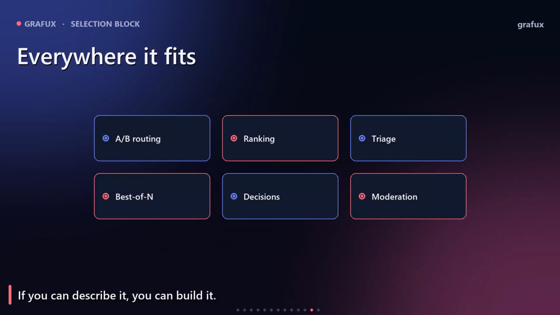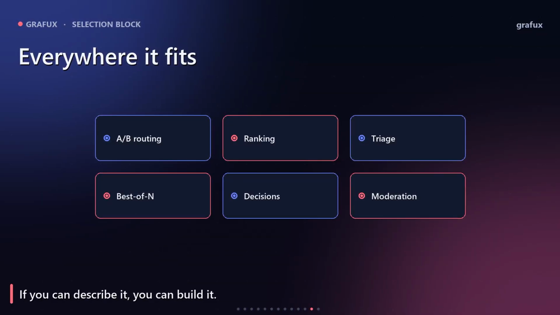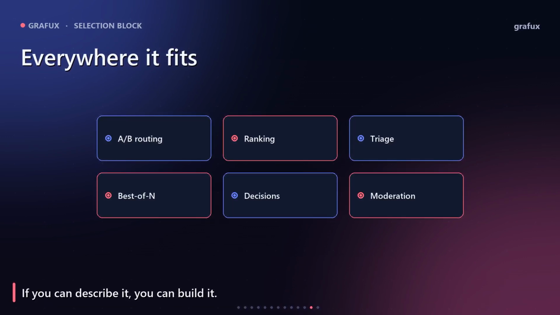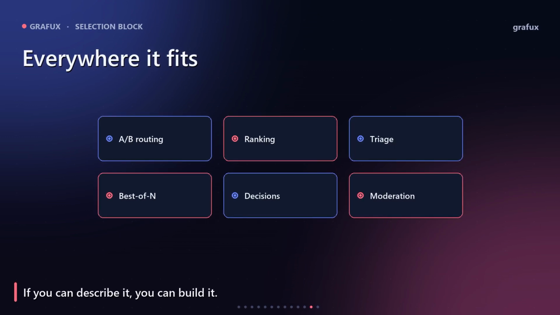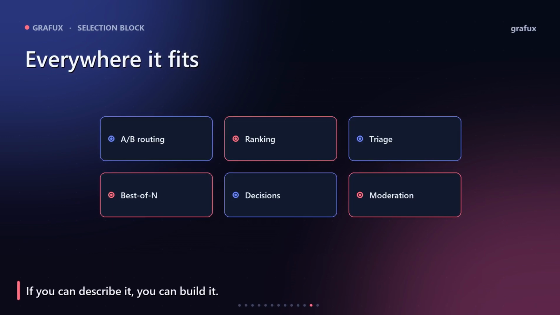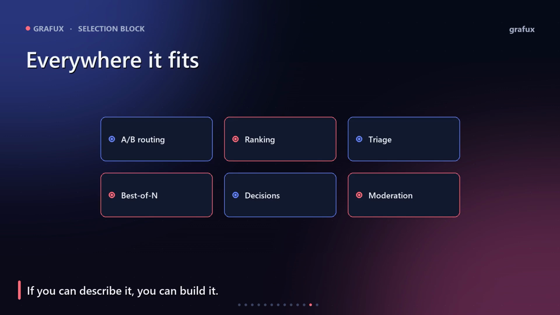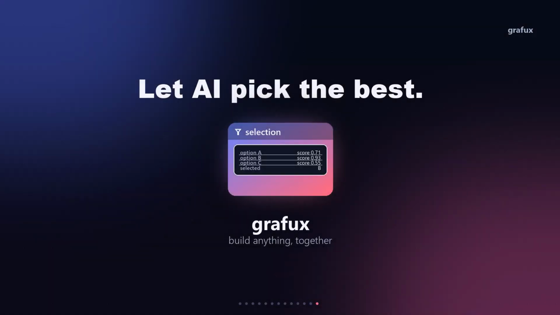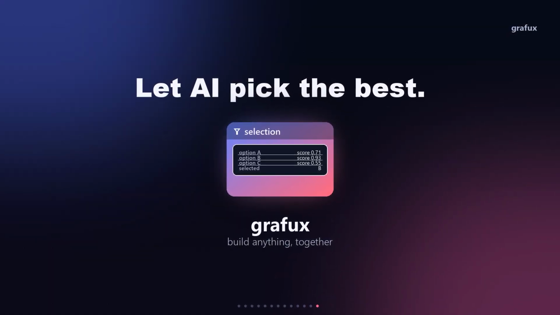And think of everywhere it fits. AI routing, ranking, triage, best of N, decisions, or moderation. And honestly, the list just keeps going. If you can describe it, the selection block can help you build it, and the moment you need something new, another block is only a click away. So go ahead, drop a selection block onto your canvas, and see what you can create.